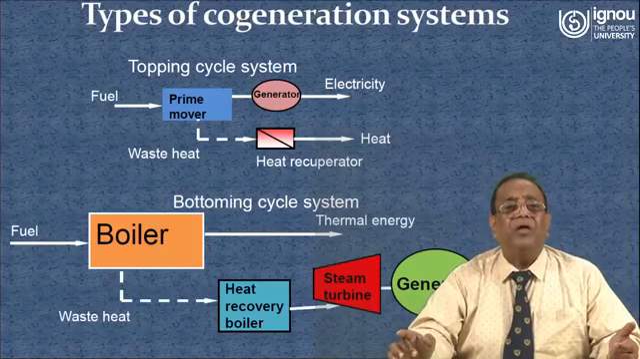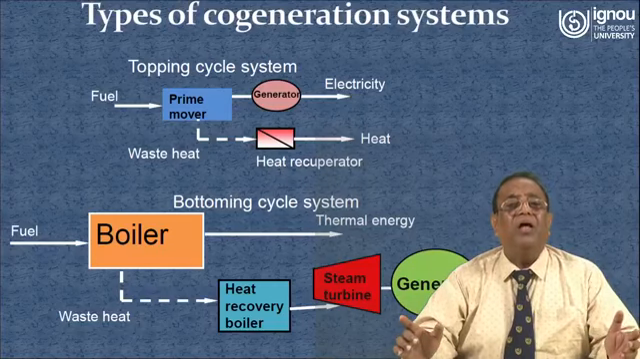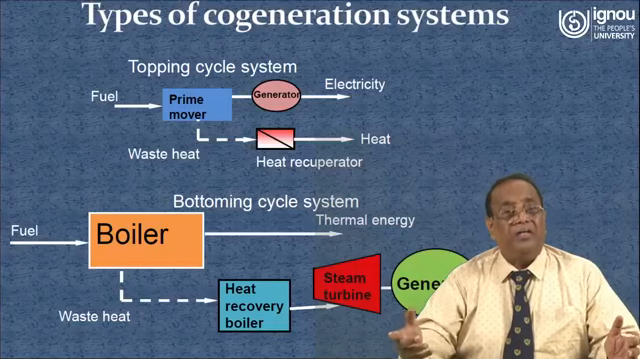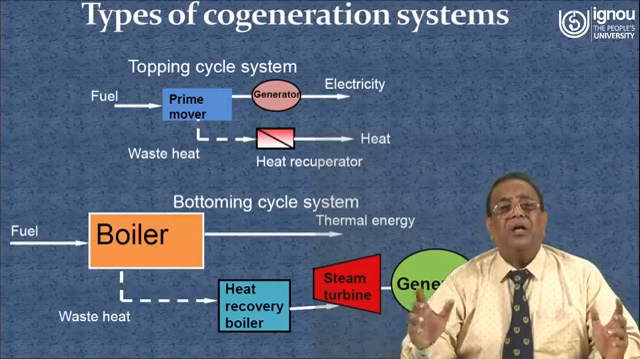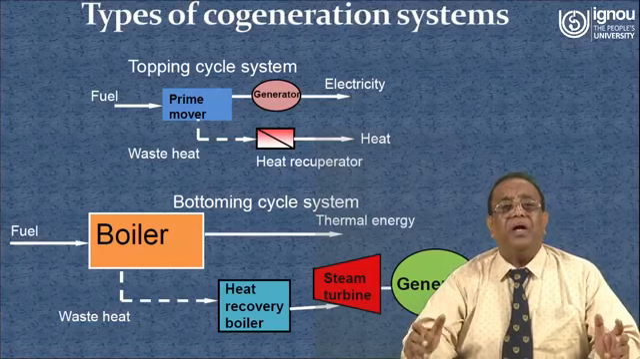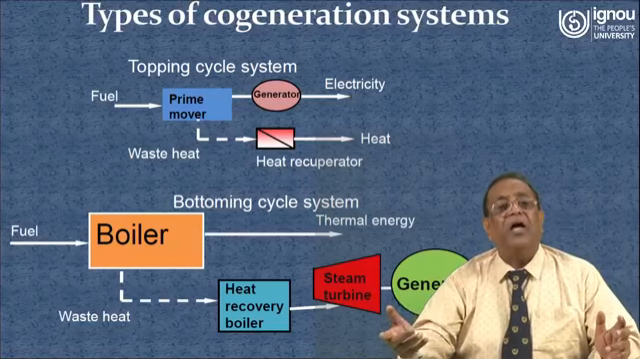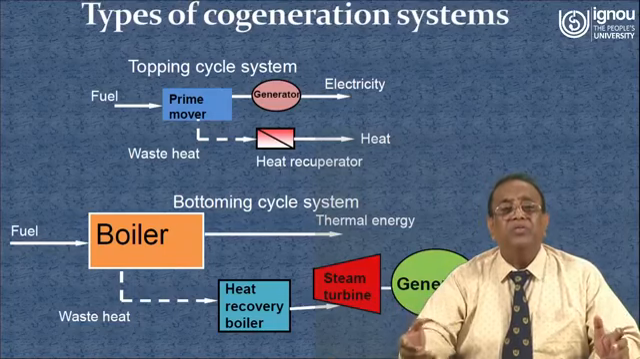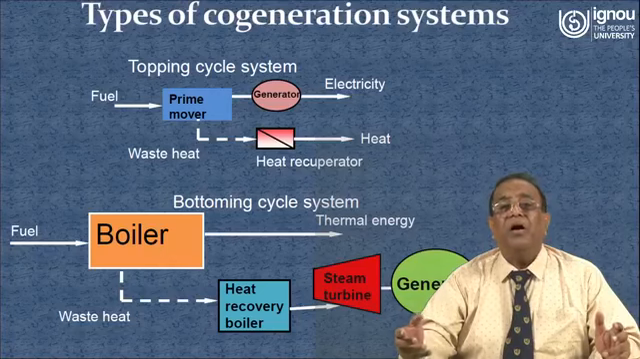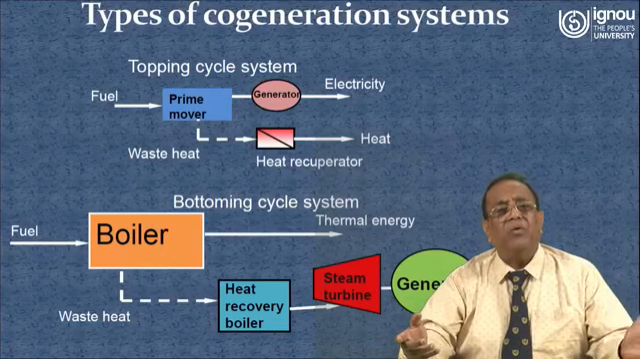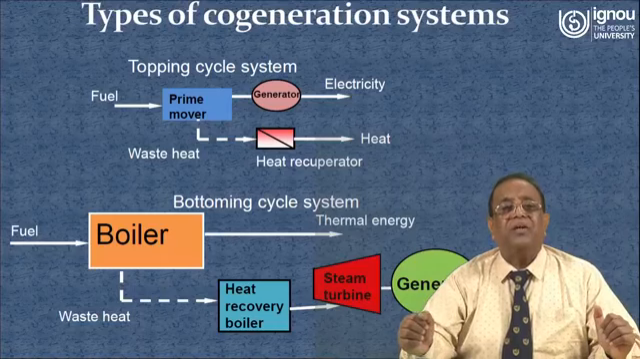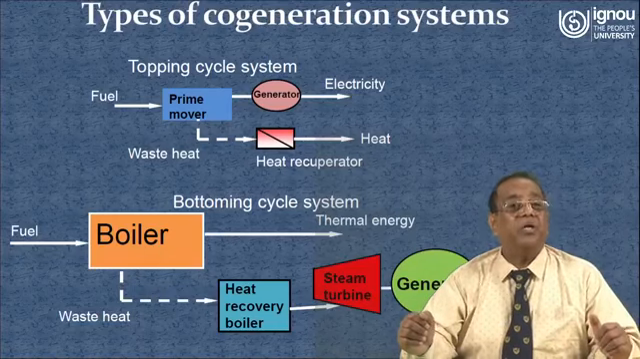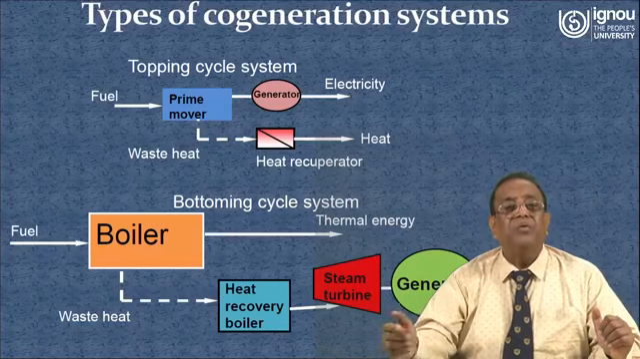Now, see the diagram. In the topping cycle system, there is fuel as input, a prime mover and the power generation unit, and we get electricity as an output. But for the topping cycle, the main important thing is to generate electricity first. After that, we use the waste heat for heating purposes, like the system which we have already discussed. In the heat recuperator, we can extract the heat from the steam coming out of the turbine. That heat we can use in process industries.